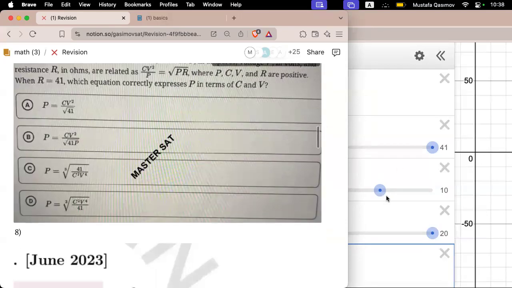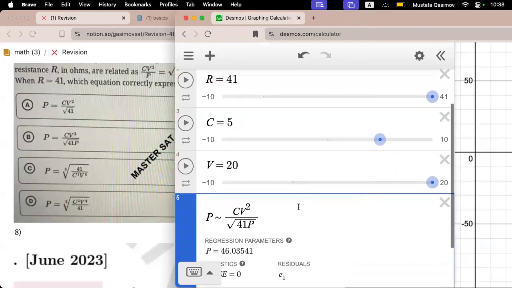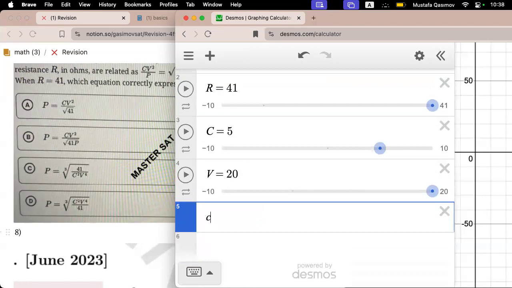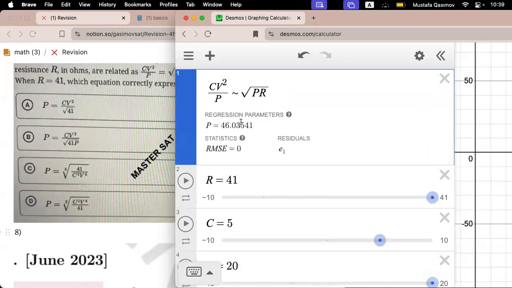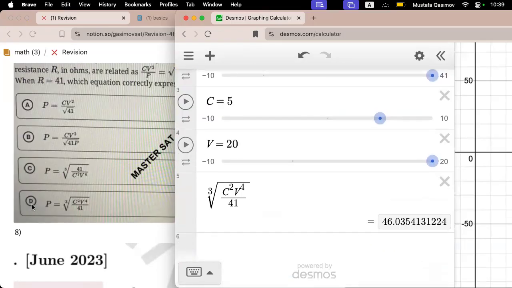So that's why you don't need to actually write B here. It is not correct. Some students take B here, unfortunately. Let's write option D, cube root of C square V4 over 41. 46.03 and 46.03. Answer is D.